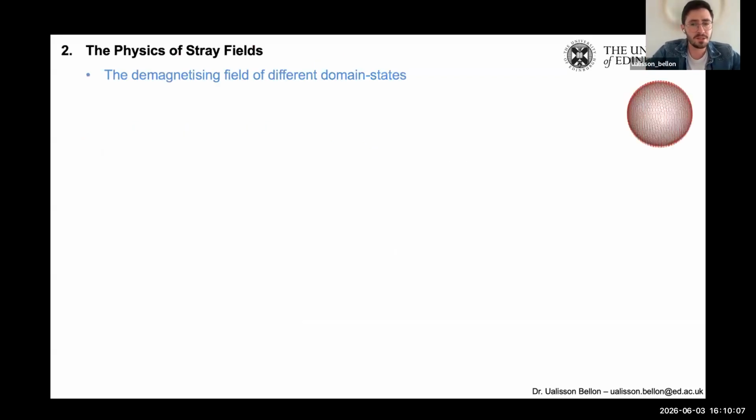So think about just a sphere, a particle of magnetite that's single domain, everything is oriented in one direction, which is basically the red arrows right here.